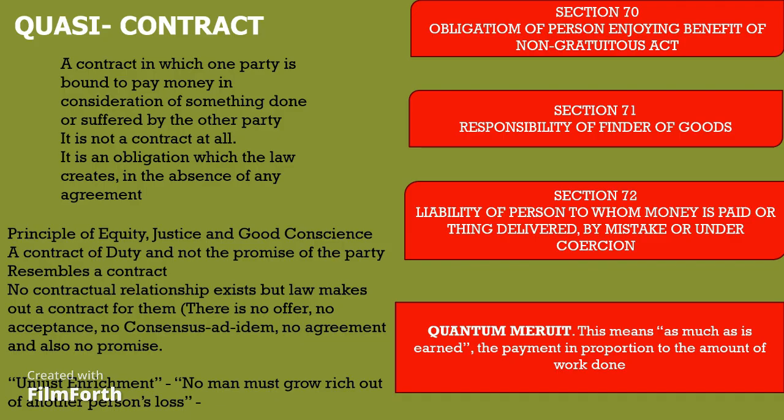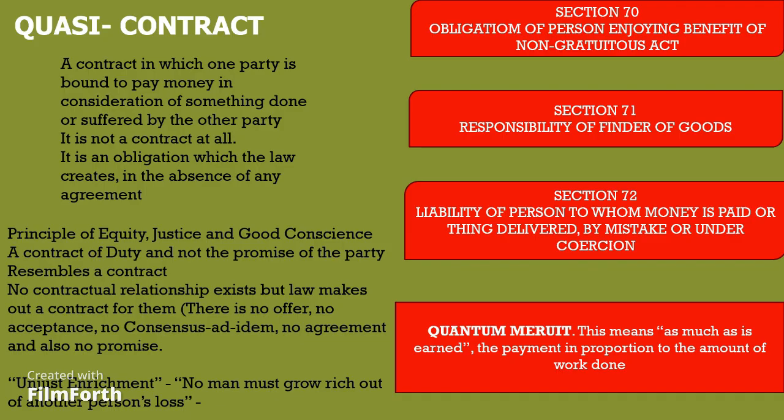Section 70. Obligation of person enjoying benefit of non-gratuitous act. Conditions of Section 70. A person has lawfully done something for another person, or delivered something to another person. Such person must have acted voluntarily and non-gratuitously. The other person has enjoyed the benefit of the act done for him, or the thing delivered to him. Legal effect of Section 70. If the conditions of Section 70 are satisfied, there will be a quasi-contract between the parties. Consequently, the party who has done something or delivered a thing shall be entitled to recover its value from the person who obtained the benefit of the same.